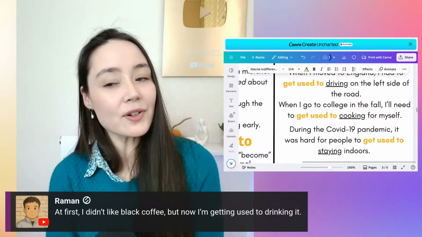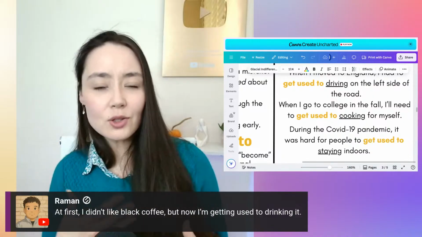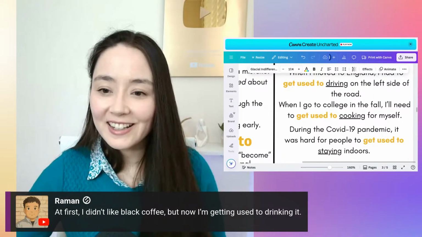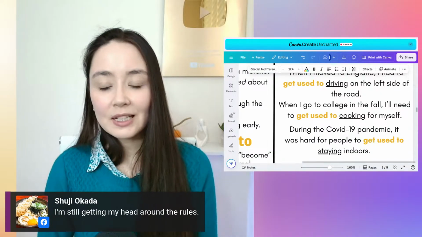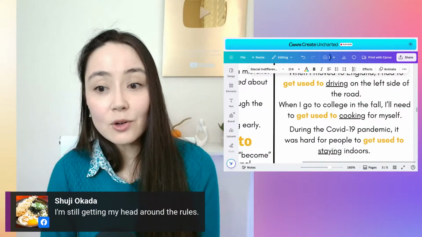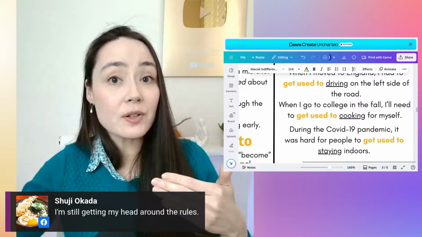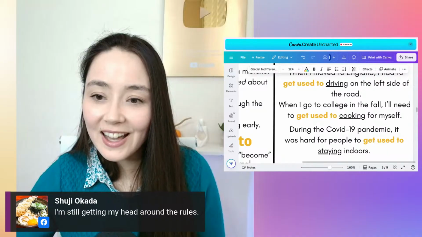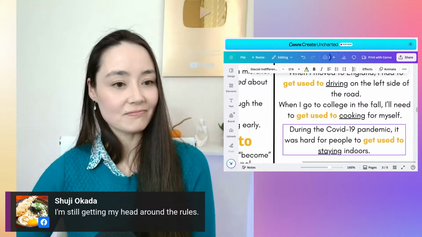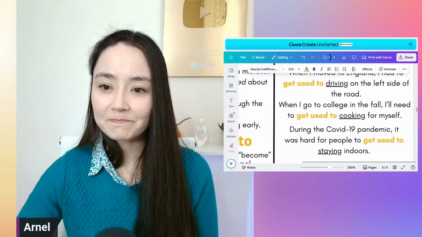Raman, at first I didn't like black coffee, but now I'm getting used to drinking it. Very good. Yes. Shuji, I'm still getting my head around the rules. That's a great sentence. To get your head around something is an idiom. It means to understand. Really nice. Okay. Great. Let's keep moving. Love the examples.